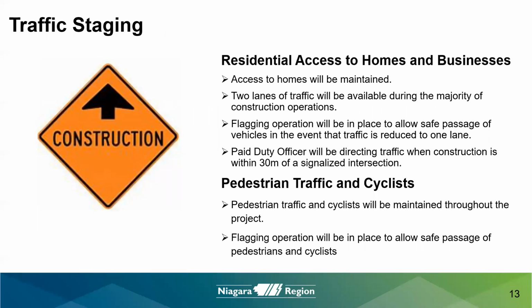Traffic staging. Regarding residents' access to homes and businesses, access to homes is to be maintained during construction operations. Two lanes of traffic will be available during the majority of construction operations. Flagging operations will be in place to allow for safe passage of vehicles when traffic is reduced to one lane. Paid duty officers will be directing traffic when construction is within 30 meters of a signalized intersection.